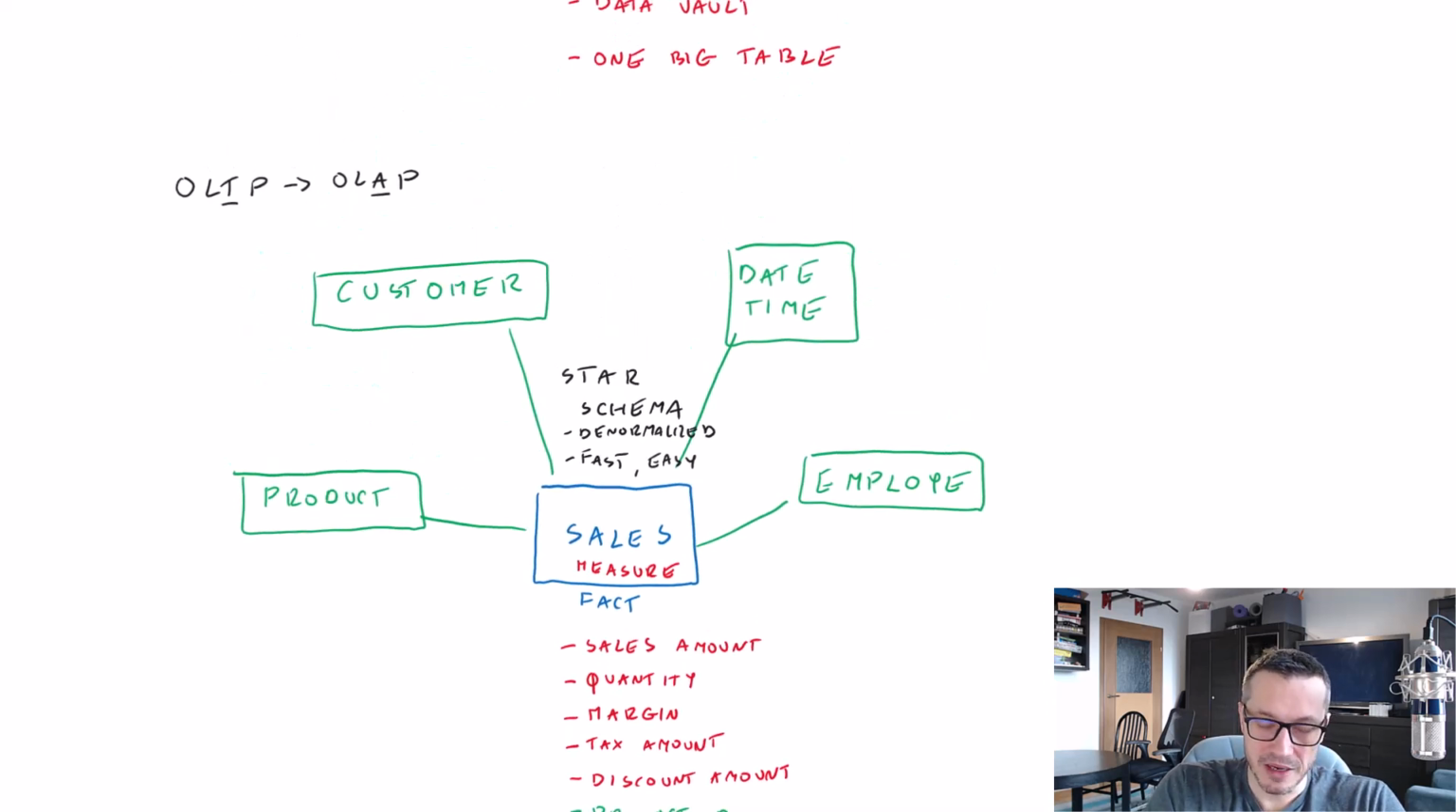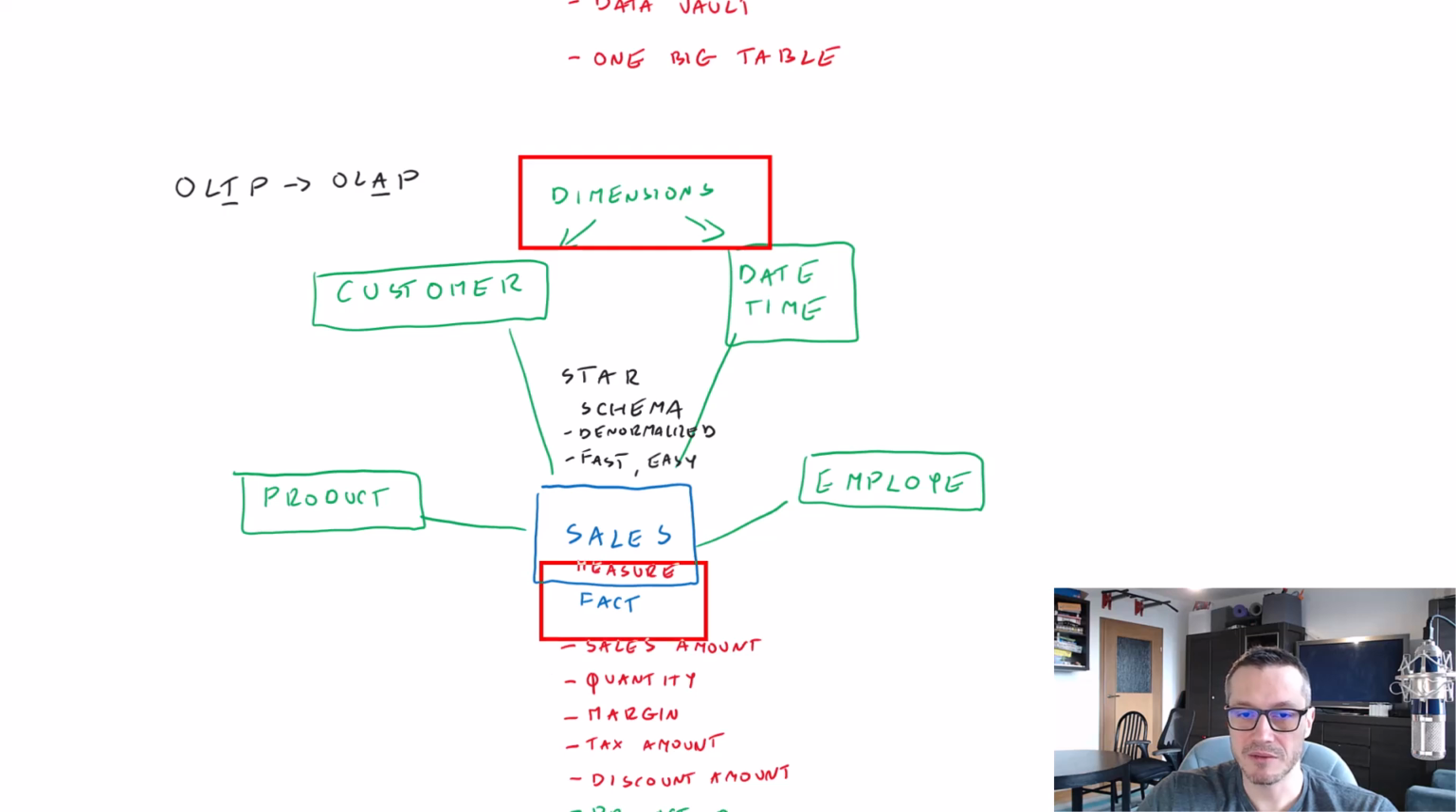And just to make it obvious, let me write it down that those green objects, those are dimensions. So we've got dimensions and we've got facts.